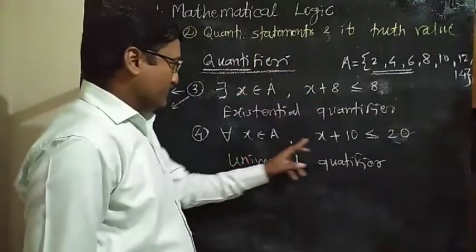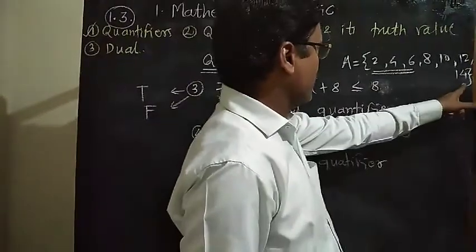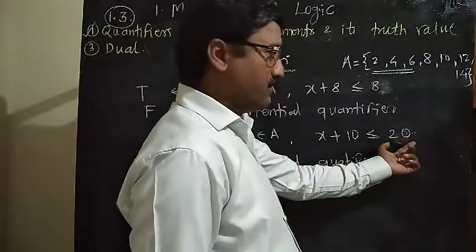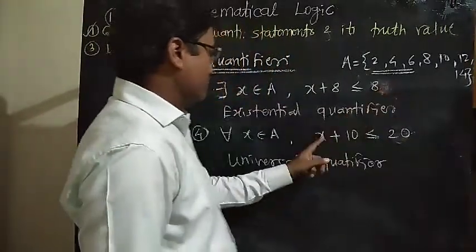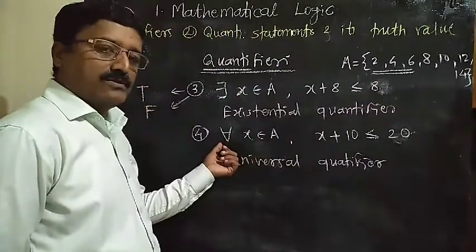For all x belongs to A, x plus 10 is less than or equal to 20. Then if you put the value of x equal to 14, then 14 plus 10 is 24. So 24 is not less than or equal to 20. So this x equal to 14 does not satisfy this condition. So it is not true for all x.